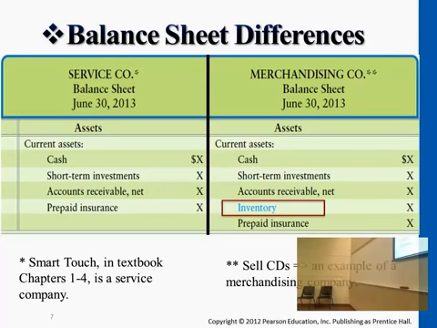So the only difference is that you see an additional asset account, which really is the majority of where the revenue comes from for a merchandiser's business. It comes from this asset account. Because you use this, you resell it to customers to generate the majority part of your profit.